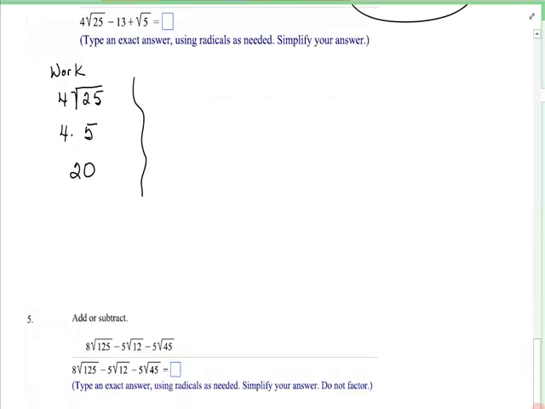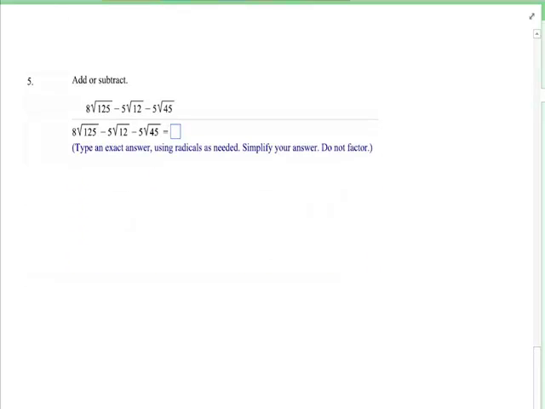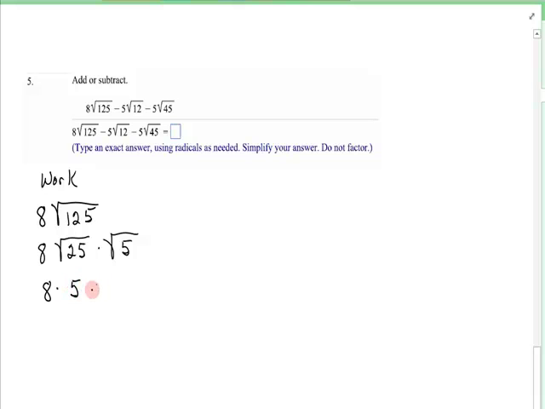All right, let's look at one more. We've got a good bit of work, I think, to do on this one. I have 8 times the square root of 125. The more you work with these, the quicker you begin to recognize that 25 will go in there. So that's the square root of 25 times the square root of 5. I hope the next time you see the square root of 125, you'll remember this factorization. So that's 8 times 5 times the square root of 5, or 40 times the square root of 5.